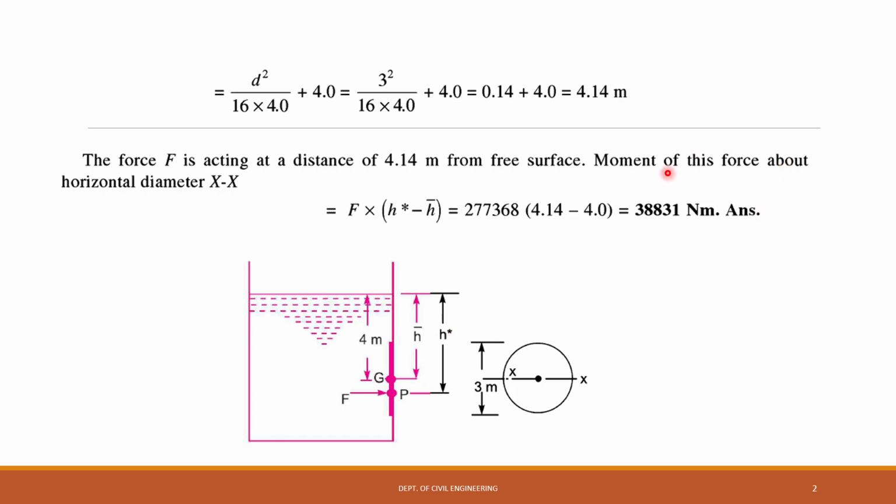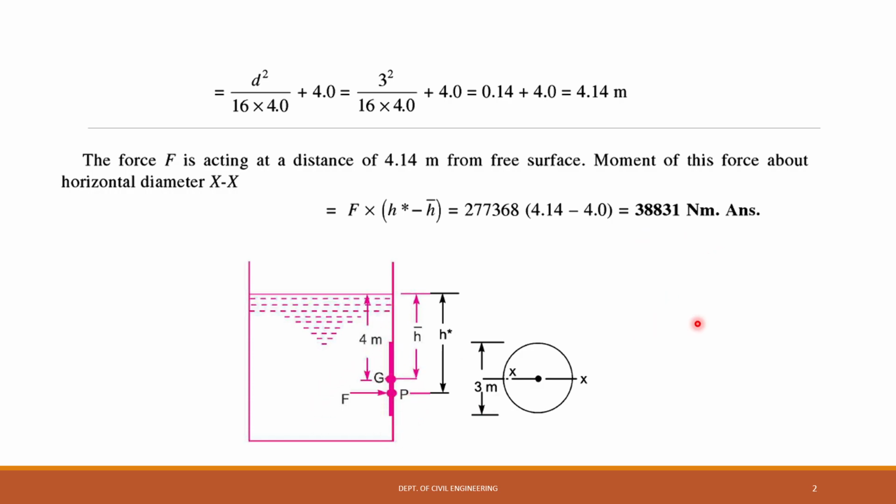Now the moment of the force F about the horizontal diameter is to be found out. So about G, if you are taking the moment, it is F into this small distance. This small distance is nothing but h star minus h bar. Hope it is clear. So (h star minus h bar) into F will give you the moment of this force about this point. So this is the moment that is acted upon the circular disc.